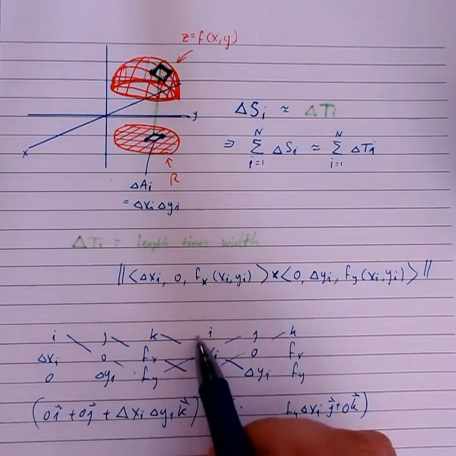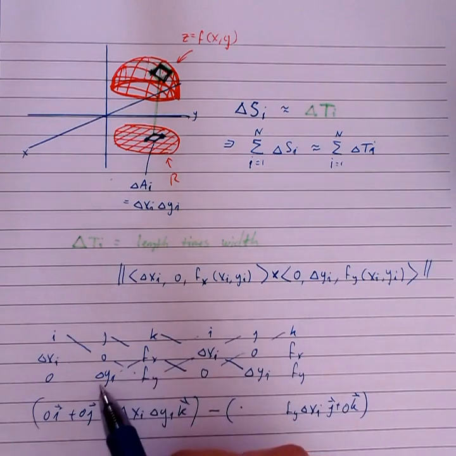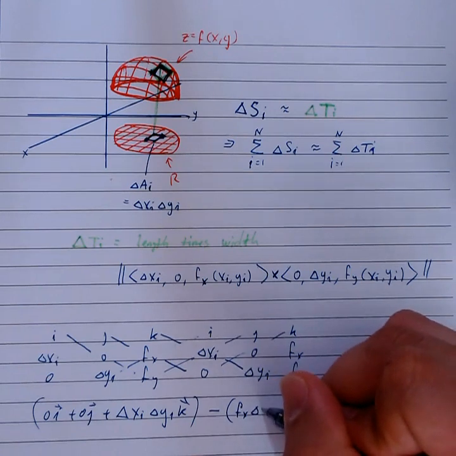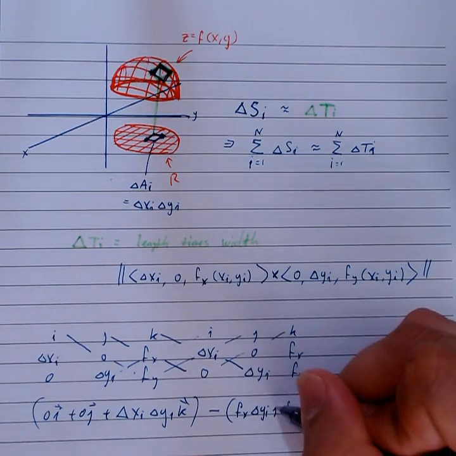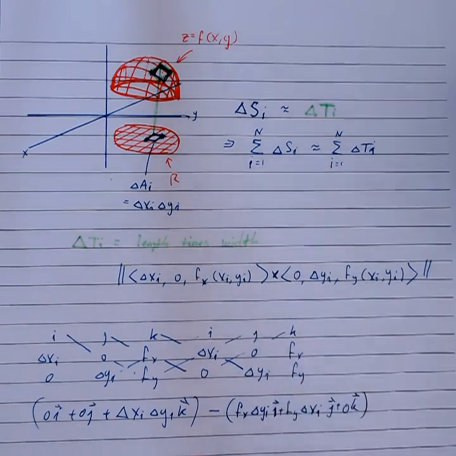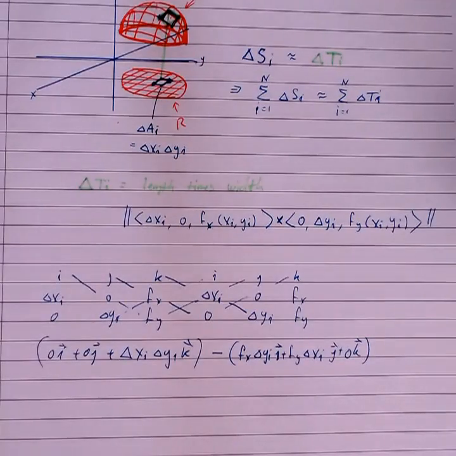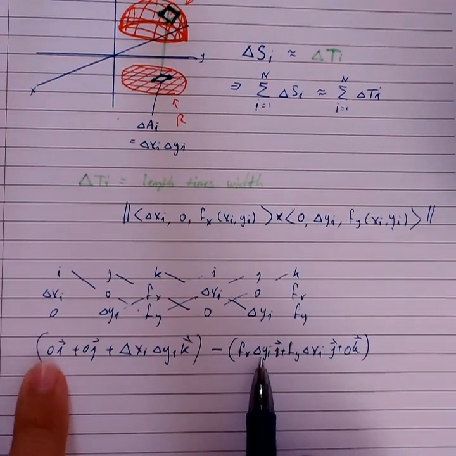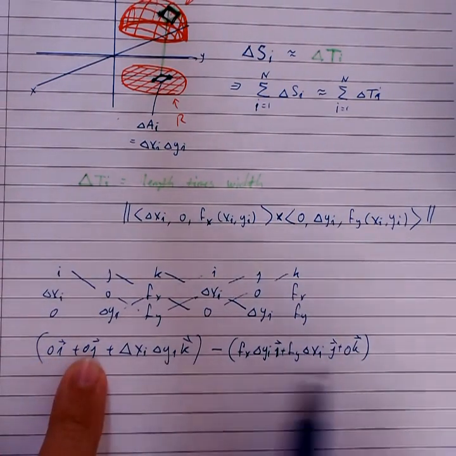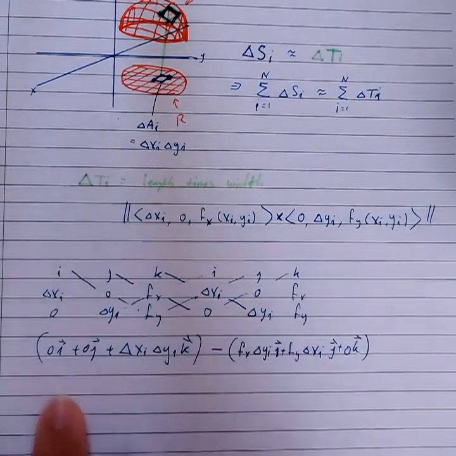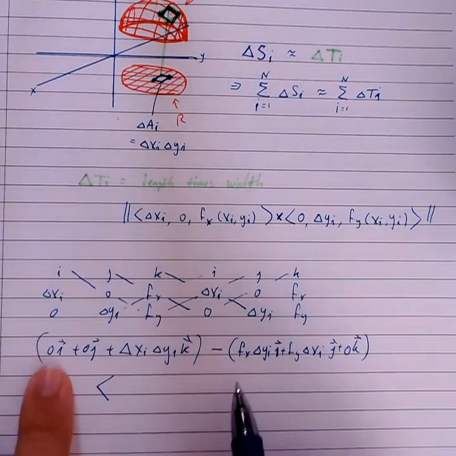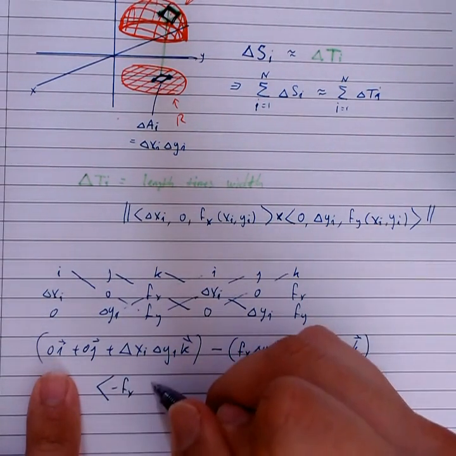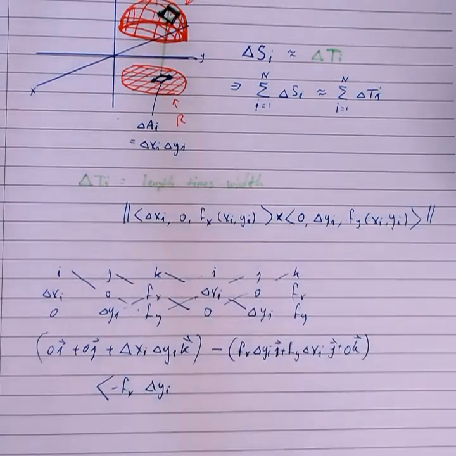And then this one, which gives me i, is going to be f sub x times delta y sub i, so f sub x delta y sub i i, like this. And now if I subtract all of those, I end up with 0 minus that, 0 minus that, and that minus 0. So this will give us the vector, and here I'll write it in this form. The first component is 0 minus that, which is negative f sub x delta y sub i.